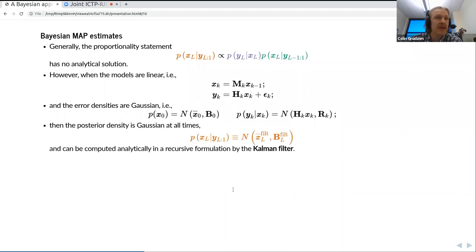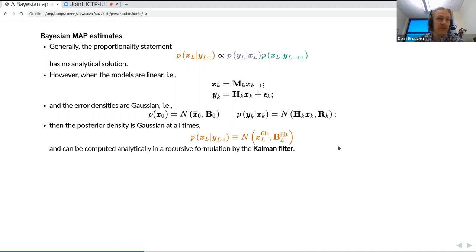Then in particular, these assumptions are sufficient to write the posterior density as Gaussian at all times. That is, the left-hand side, the conditional density for the current model state given all these observations, can be written as a Gaussian with respect to some filtered mean and some filtered covariance.